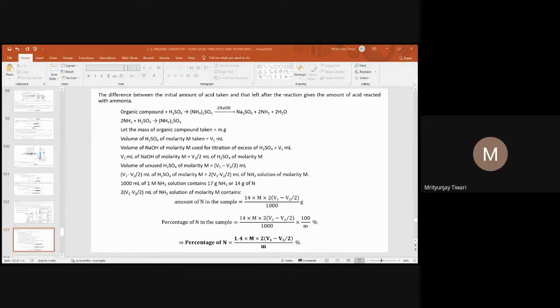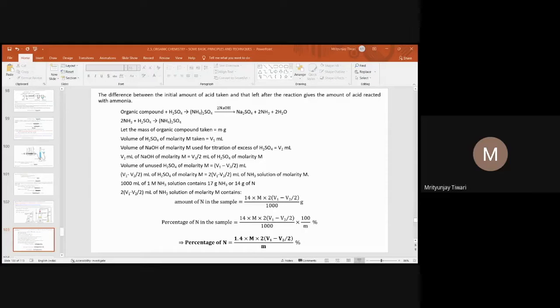Or otherwise, what you can do is just use this equation: 1.4 into molarity, which is I think given already. 1 molar H2SO4 is given. So the molarity of H2SO4 is 1, into 2 into V1 minus V2 by 2, which is 10, divided by the mass of the substance in grams. So 1.4 into 1 into 2 into 10 divided by 0.5 into 100 will give us the percentage of nitrogen present in the organic compound.